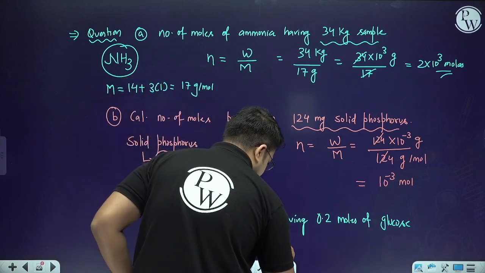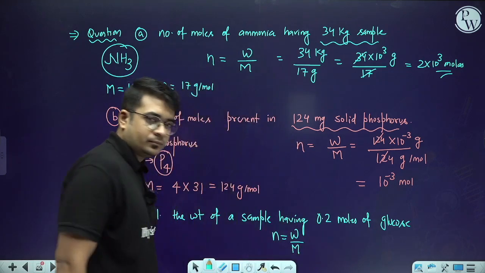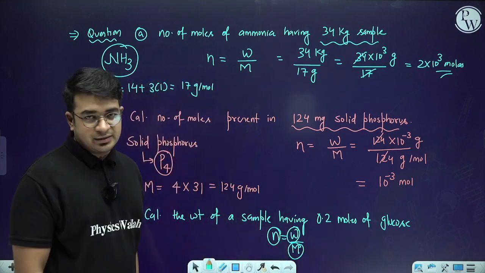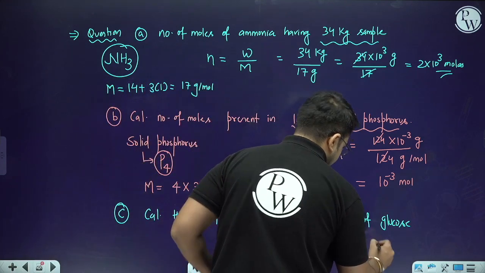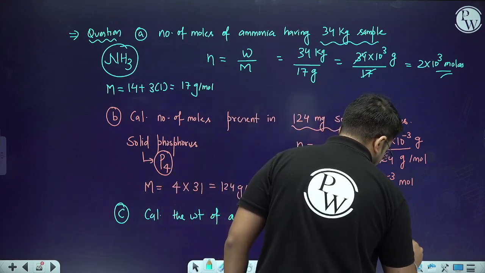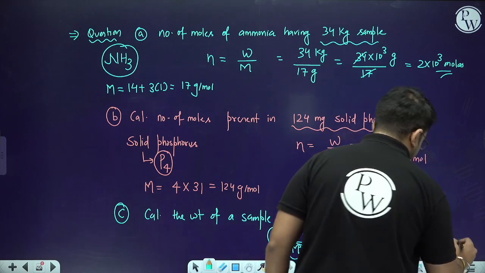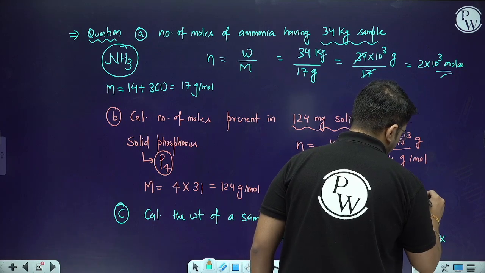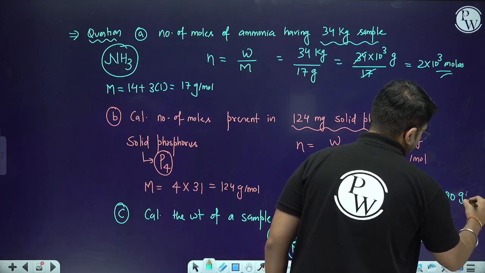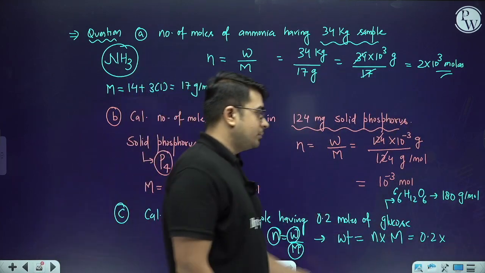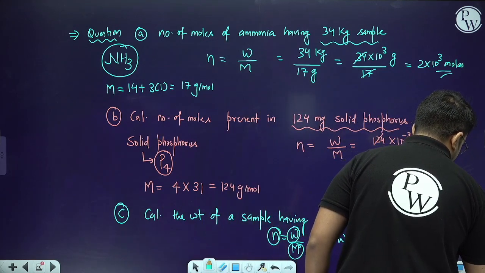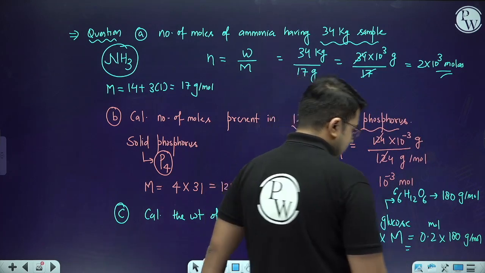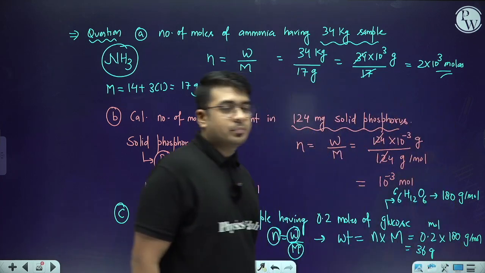So I can say that we have n is equal to W by M. This part is already given to us. Molar mass we already know. Can we calculate this particular part? Yes, it's very easy. Weight will be equal to n multiplied by M. So n is already given, which is 0.2, multiplied by the molar mass of glucose. Always remember the formula is C6H12O6, so its molar mass is 180 gram per mole. So 0.2 mole multiplied by 180 gram per mole is 36 gram. So the sample weight is actually 36 gram.